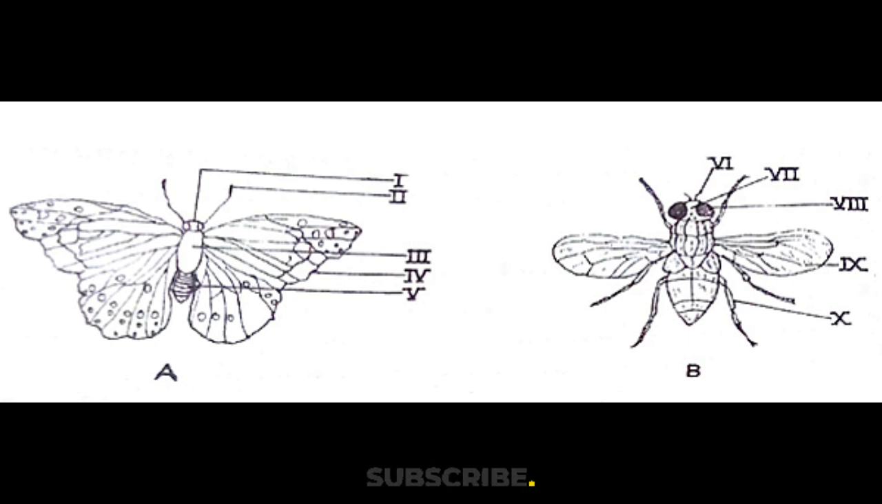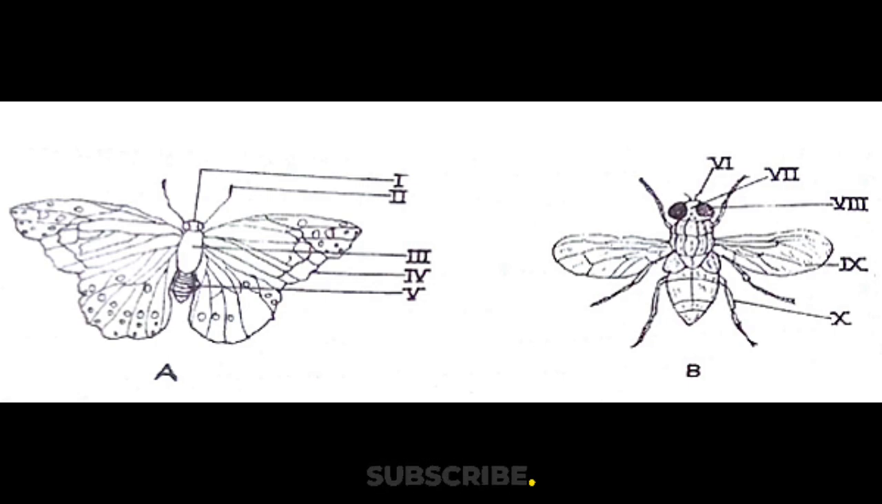The housefly now. VI is antenna. VII head. VIII compound eye. IX forewing, and then X is the leg. Okay, so you should be able to label the parts, draw it like that. Doesn't look beautiful, but should be showing all these parts as you've seen, and label them the right way.